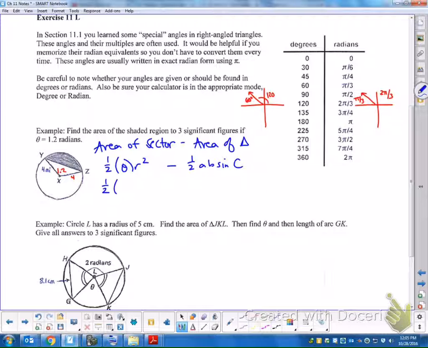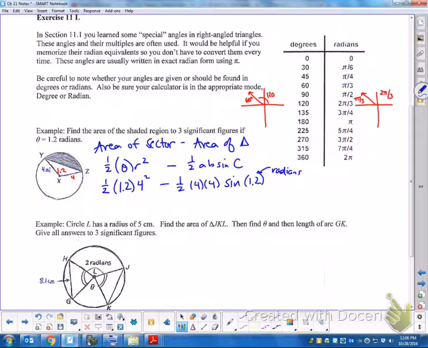So 1/2, 1.2. My r is going to be 4 squared. Now, that part of the question doesn't matter what mode I'm in. I mean, that theta needs to be in radians because that's the formula in your formula booklet we talked about yesterday. They're always in radians. But I'm not doing any trig, really. But down here at the end, sorry, I want to put actual numbers here now. That's going to be 4 sine of 1.2. But that 1.2 is in radians because it told me that in the directions.